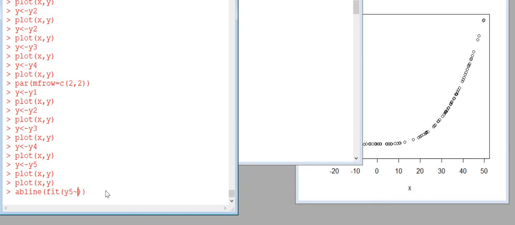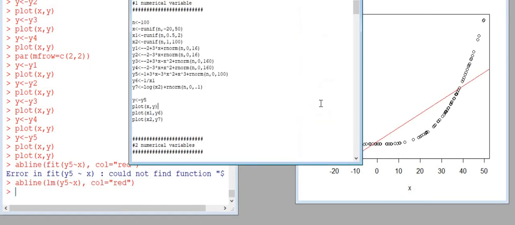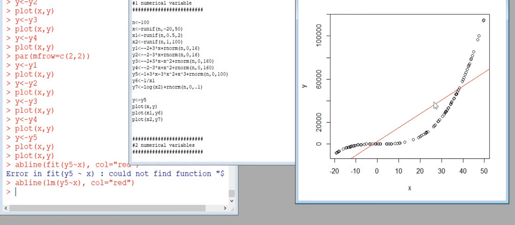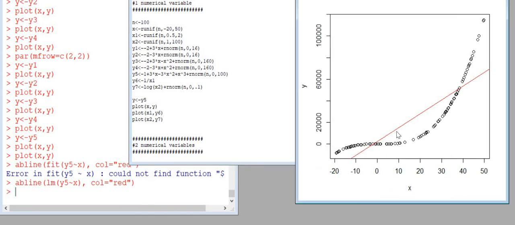Oh, oopsie, that's wrong. Okay, so if we want to put a straight line here, you can see that lots of data points are not even close to the line. So a straight line model, or the first order model like what we have here, is not really good to represent this kind of relationship.